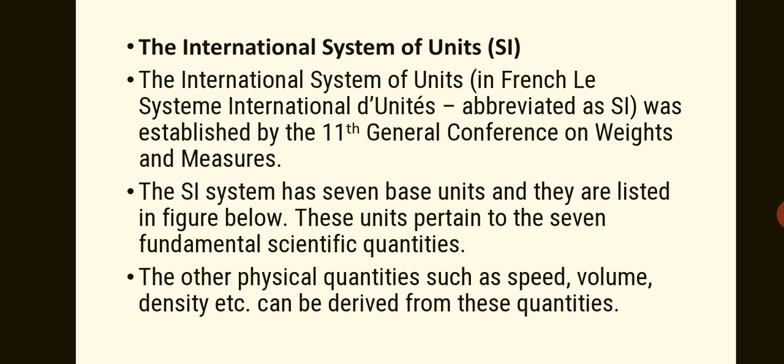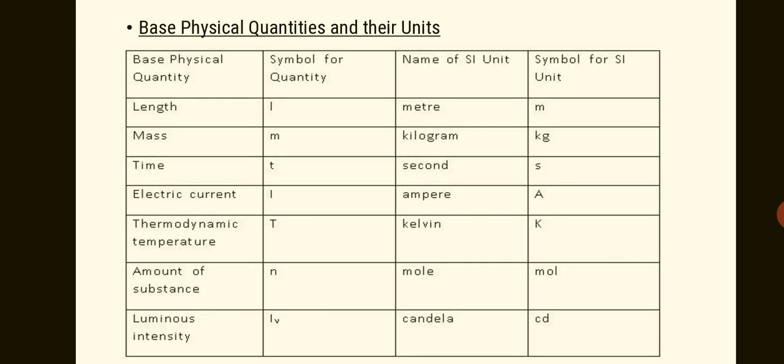These units are related to 7 fundamental physical quantities. We'll see what those physical quantities are. You might have studied them in physics also. The other physical quantities such as speed, volume, density can be derived from these 7 fundamental units. So move on to the next slide. The basic physical quantities and their SI units are listed below.